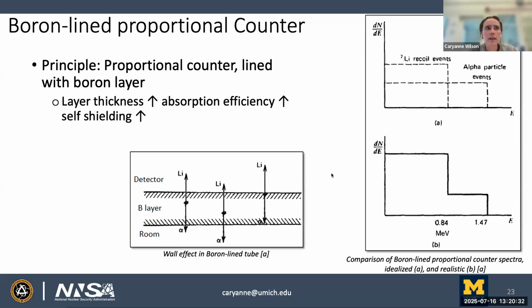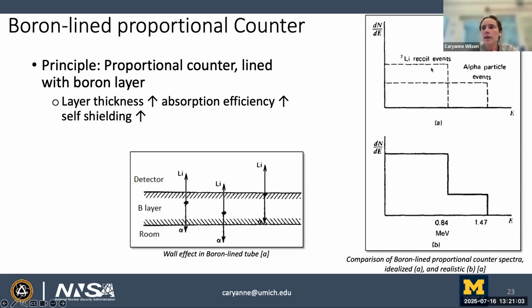So this is a tube that has the same reaction as the BF3 proportional tube, but the boron layer is lining the outside of the detector instead of just the gas throughout the detector. As you increase the thickness of the boron layer, the neutron will be more likely to interact. However, the reaction product will lose some of its energy as it moves towards the detector.